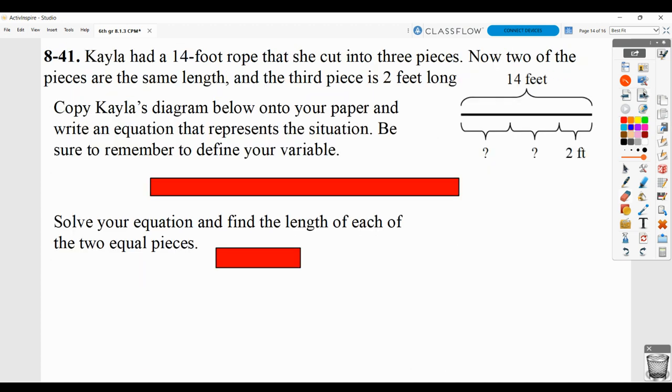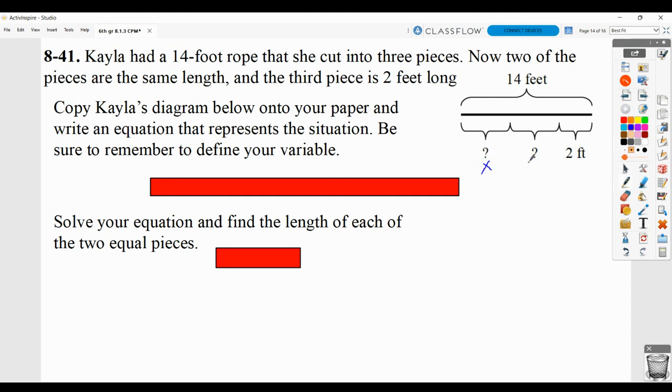For 841, Kayla had a 14-foot rope that she cut into 3 pieces. Now 2 pieces are the same length and the third piece is 2 feet long. So they want you to first copy this diagram onto your paper and then write an equation that represents the situation, and you need to define your variable. So this would be our unknown. We can see that from the question mark. We'll make that into our variable.